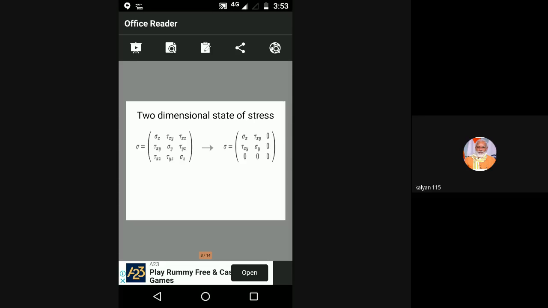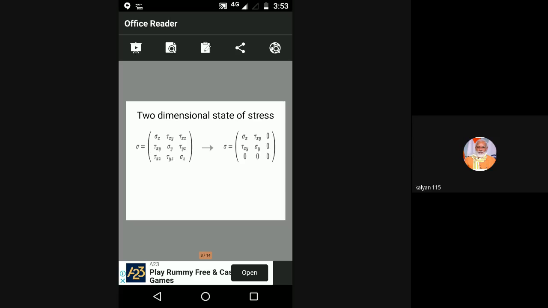The remaining 5 components are related to z, that's why those values are 0. That means only 4: 2 normal stresses and 2 shear stresses. But we may get a doubt: sir, have you seen any 2-dimensional bodies? Yes, in so many places we can see 2-dimensional bodies. For example, thin pressure vessels, which are used to store fluid. In a thin pressure vessel, the thickness is very, very small. We can neglect the thickness and consider only 2 dimensions: one is the length, the second is the diameter. We can consider those 2 directions only.